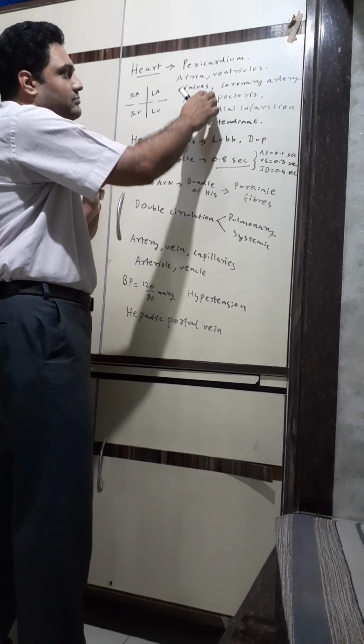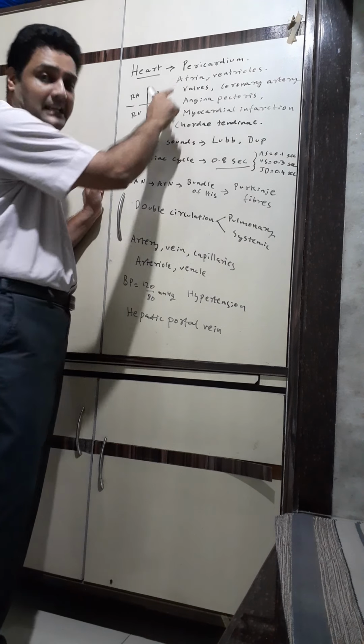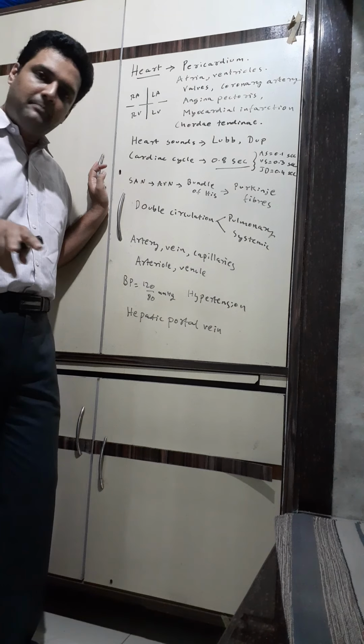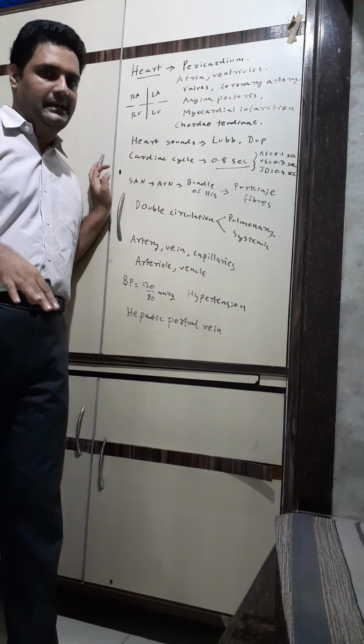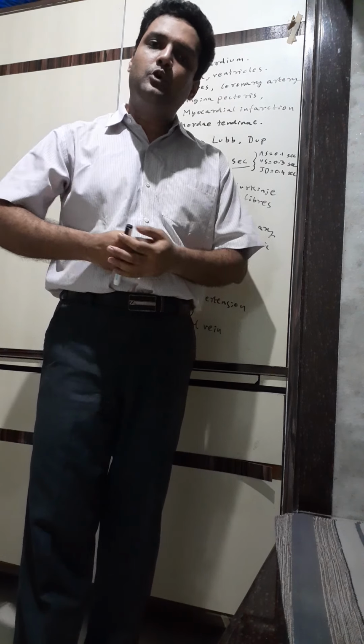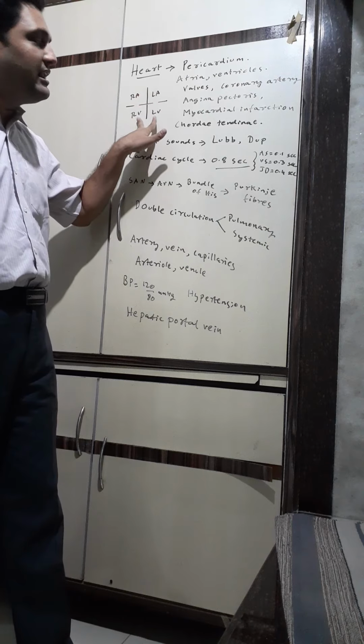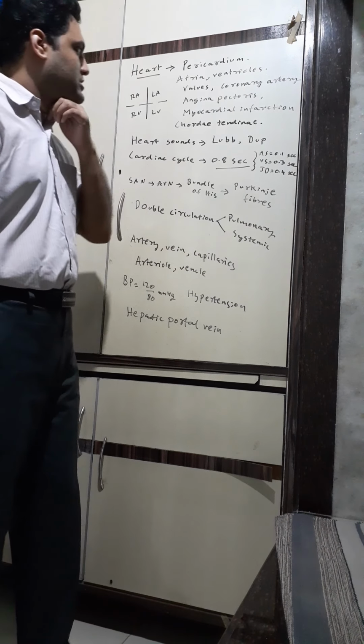The upper two chambers are called atria or auricles. The lower two chambers are called ventricles. Remember, ventricles are thicker than atria because ventricles have to pump blood to all parts of the body. Atria are mainly receiving chambers. Ventricles are propelling or pumping chambers.